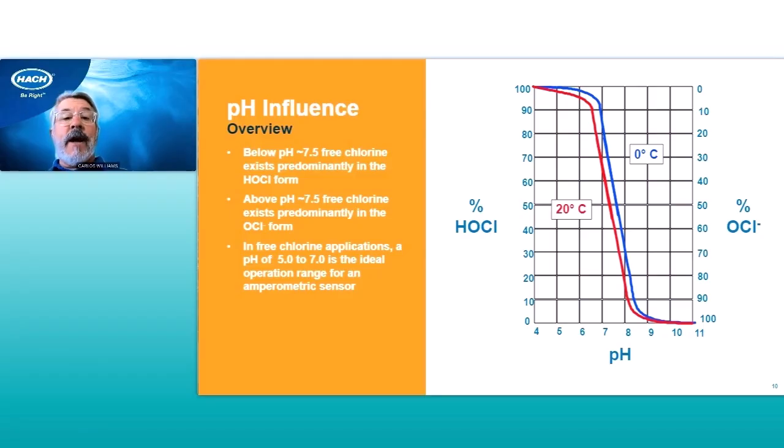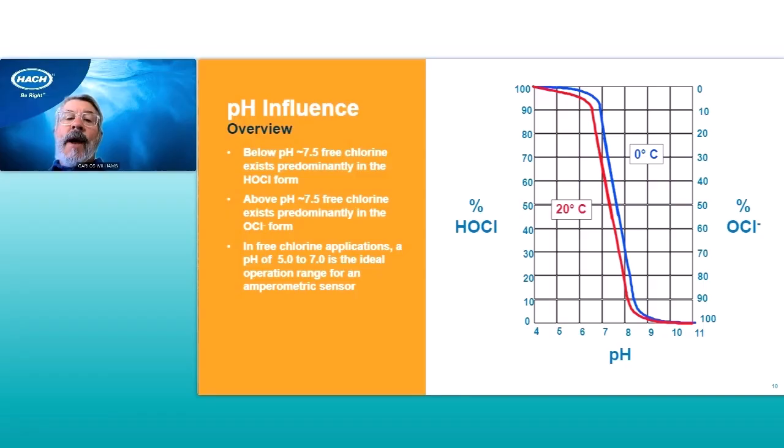This shows you how concentration changes, or the distribution of hypochlorous acid versus hypochlorite as the pH changes. You can also see that there is a shift depending on the temperature. So all of these things, pH and temperature, will have a major effect on the hypochlorite and the hypochlorous acid.